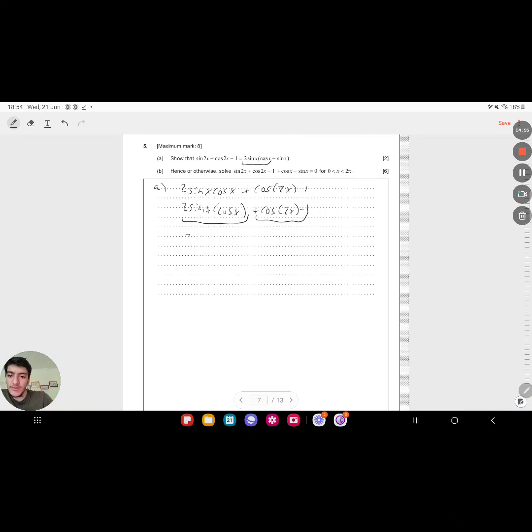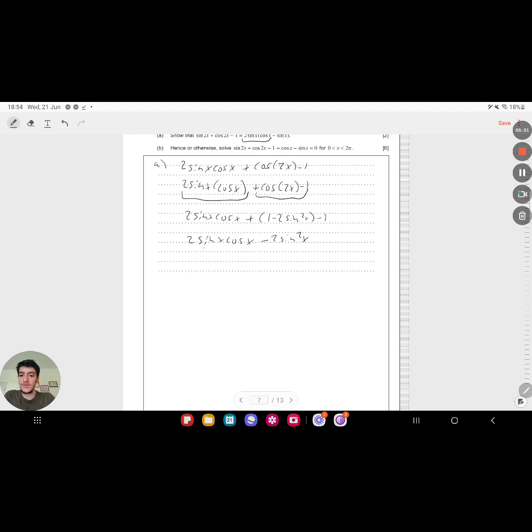So now it's going to be 2 sin x cos x plus 1 take away 2 sin squared x minus 1. Now, when I expand this, I'm going to have 2 sin x cos x plus, so 1 and minus 1 cancel, I'm going to have minus 2 sin squared x.